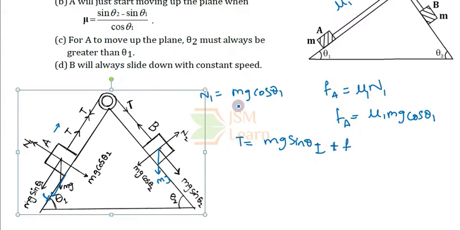When I substitute T, one more thing here: the tension in the string was generated due to the downward component acting on block B. That is, T is equal to mg sin theta 2, let us assume.